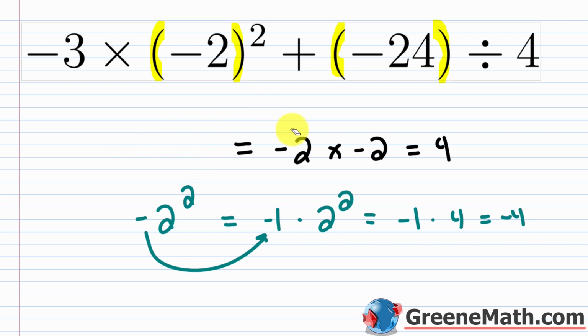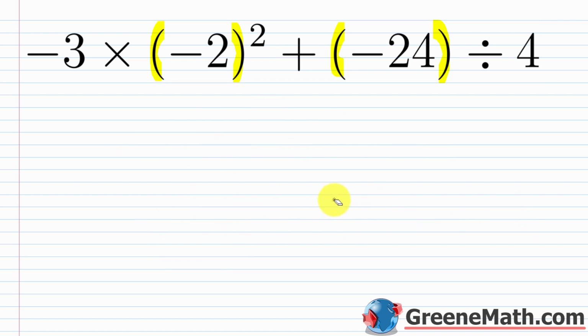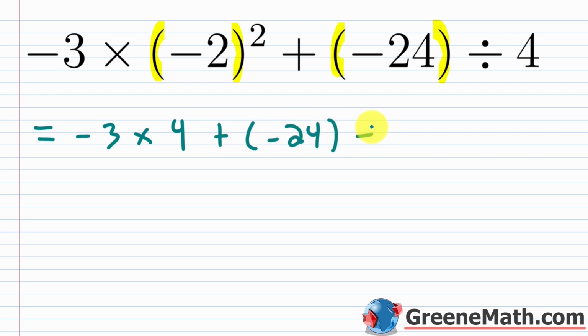So let me get rid of this. And what we're going to do is put equals here. And I'm just going to replace this with a +4. So we have -3 and then times +4. And then plus you have -24 and then divided by 4. So I've taken care of my exponents.